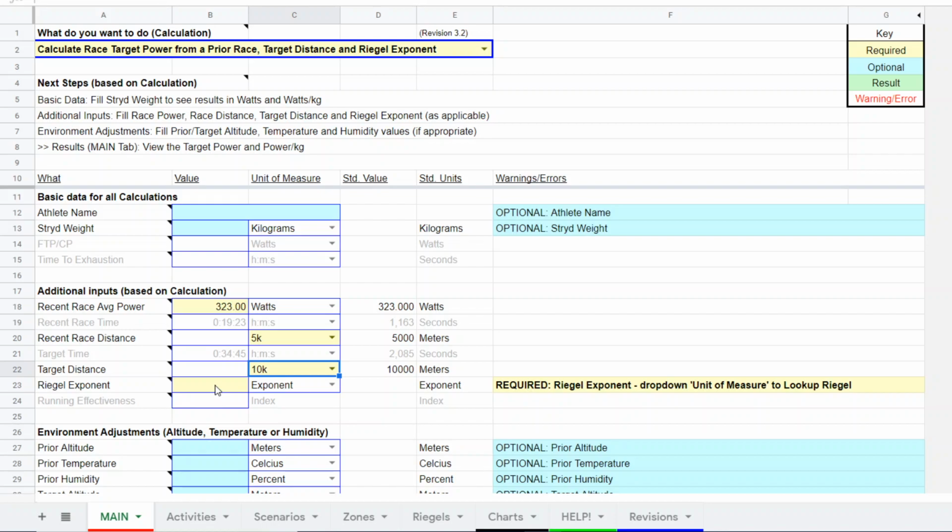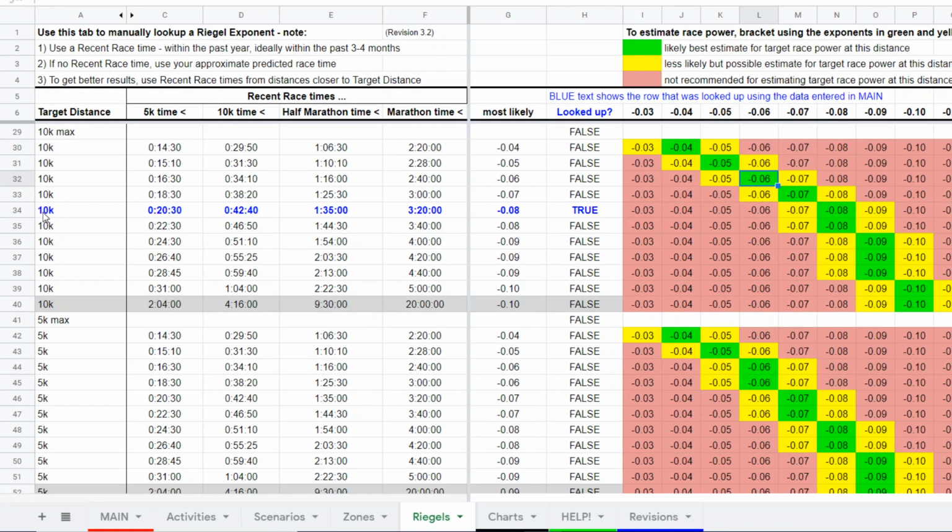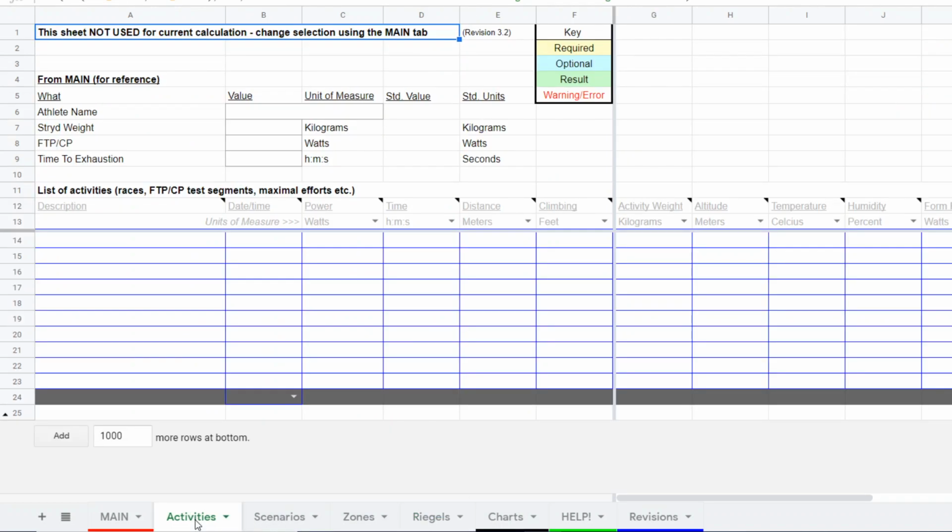Now we need an exponent. Now, what do we use? I have no idea what my exponent is. Well, we put in that help into this calculator. So just click this box, look up Riegel. What this does is it takes this information and you come over here to the Riegel tab, and it's going to give you what your data turns up.